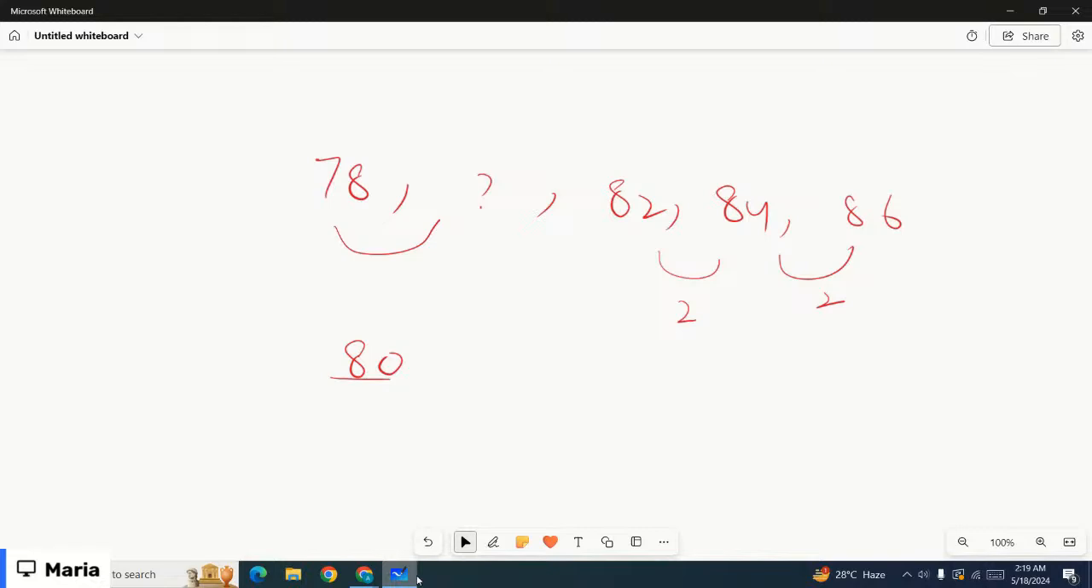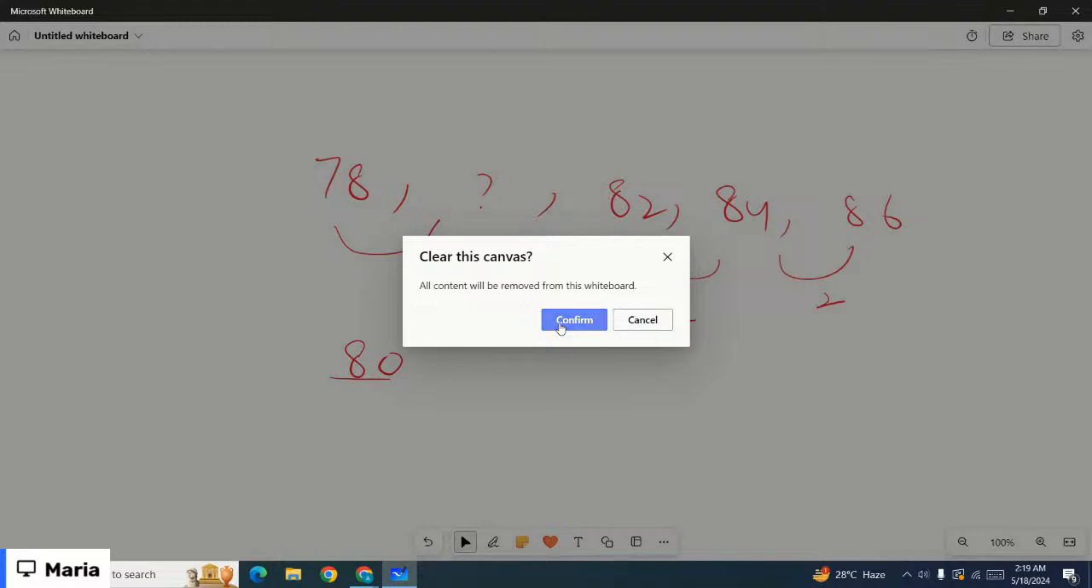Okay, let's just do another example. The next one is 70, the missing number, 52, 43, and 34. So how do you find the missing number?